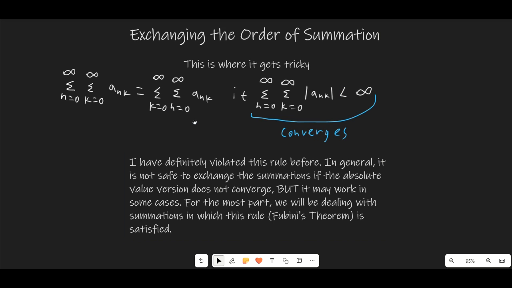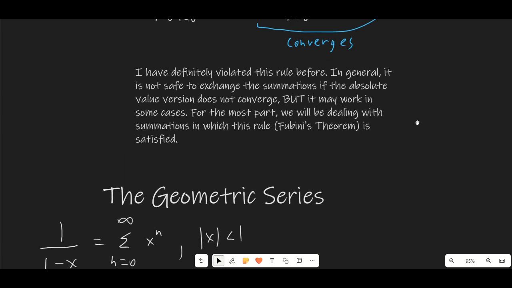I'm going to be honest, I have most definitely violated this rule before, and that's not something you should be doing in general. So in general, it's not safe to do this if the absolute value does not converge, but in some specific cases, it may work even if the absolute value does not converge. For the most part, we're going to be dealing with summations in which this rule, which is called Fubini's theorem again, is satisfied. And in most cases, honestly, this a and k will be positive anyway, so taking the absolute value won't change it at all.